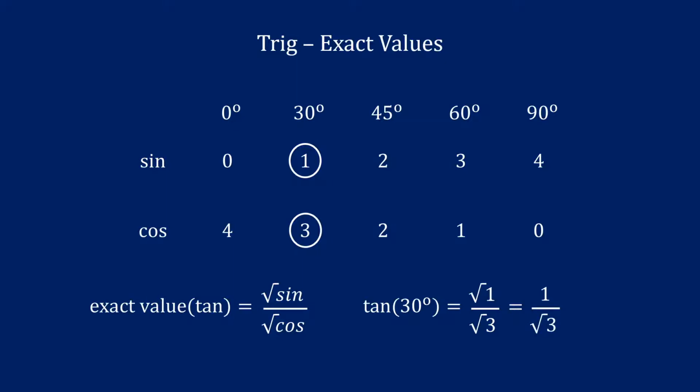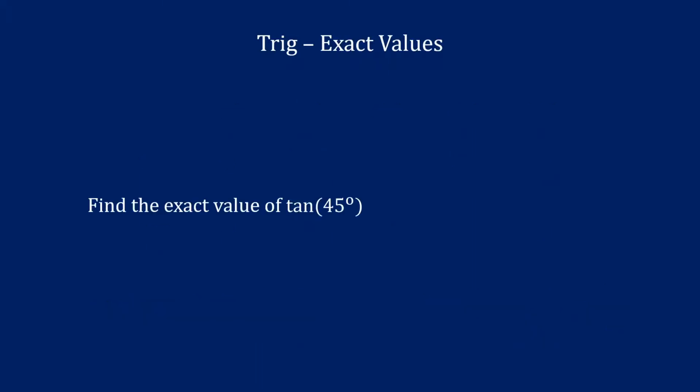Then I need to simplify more, so I need to rationalize this. If you don't remember how to rationalize, go and check out my video on surds or sort your life out. I'm not going to teach you here. But once you rationalize this, what do you get? You get root 3 over 3 and you're done. Easy peasy? Alright, you give it a go.